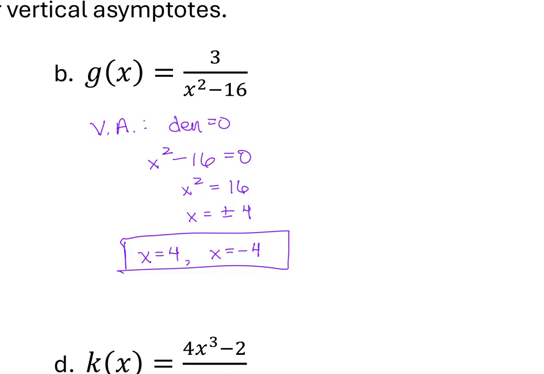All right, for my horizontal asymptotes, we want to divide the leading terms.